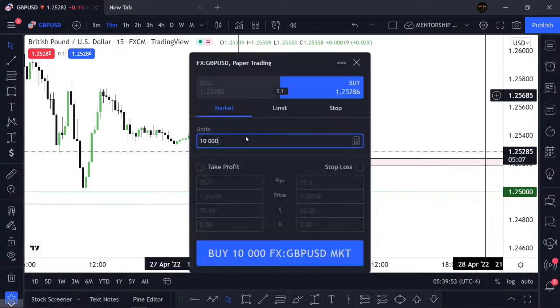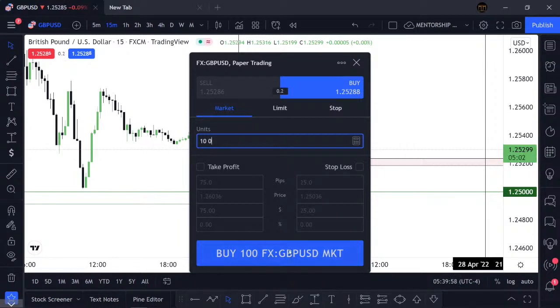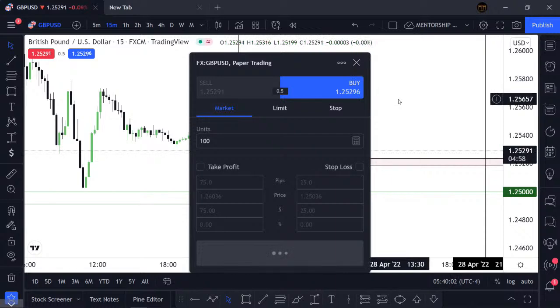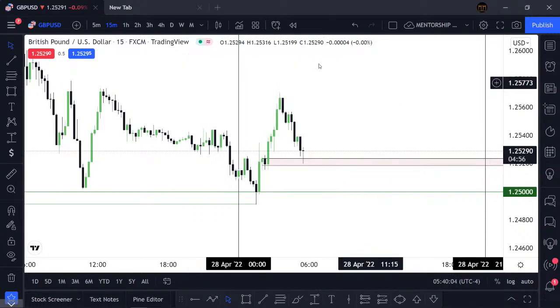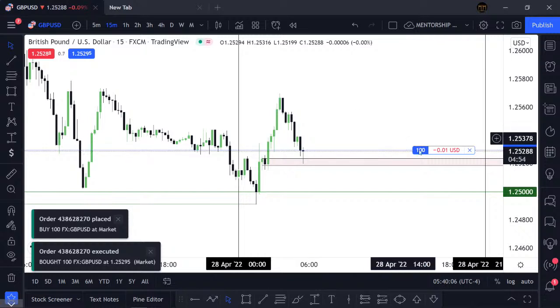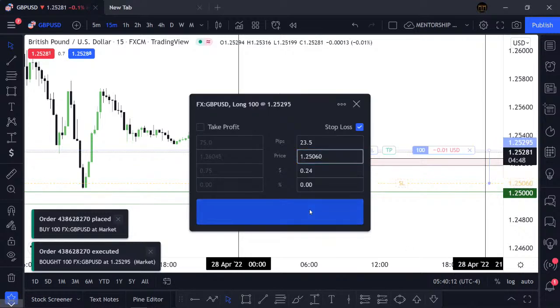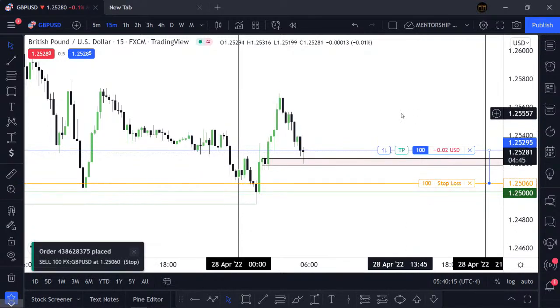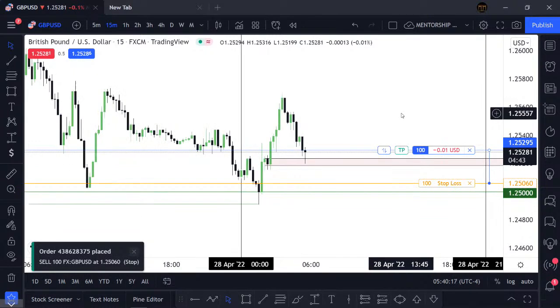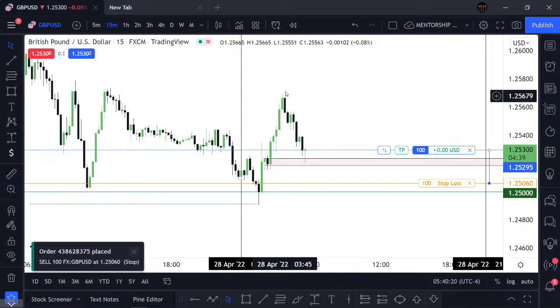Okay, what lot size are you going to use? I'm going to use a nano lot size, because you're not supposed to lose money, folks. Where do you put your stop loss? Just like I told you, at least that candle. Okay, risk what you can afford to lose. Where do you put your take profit? Well, it's up to you. Okay, I won't tell you put your take profit here, put your stop loss here.